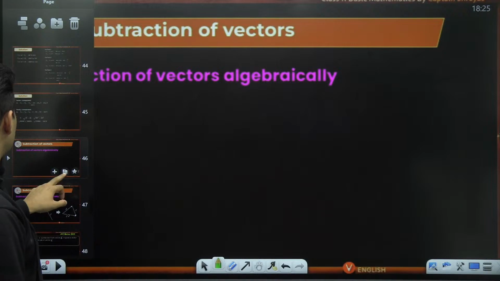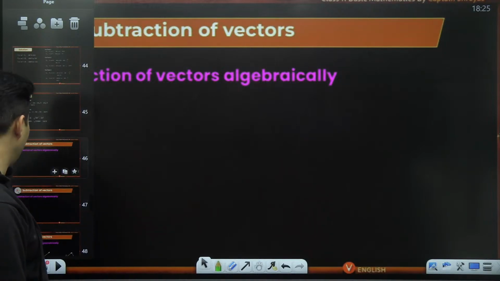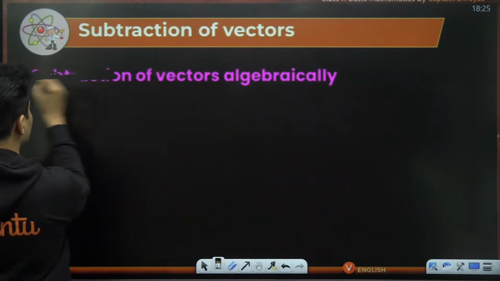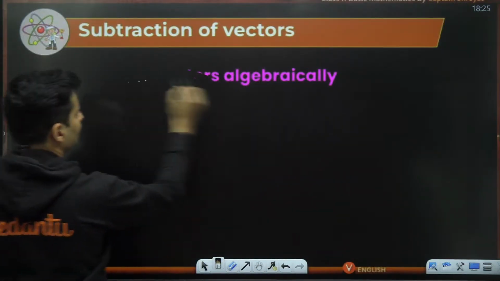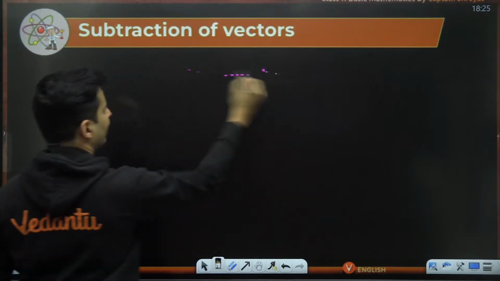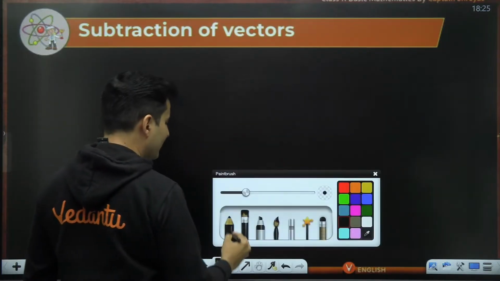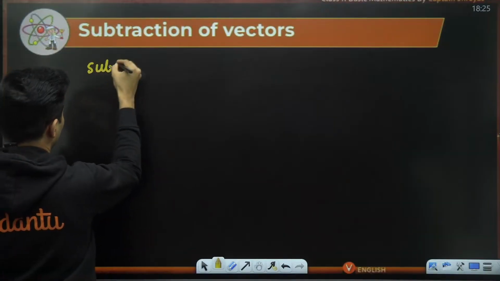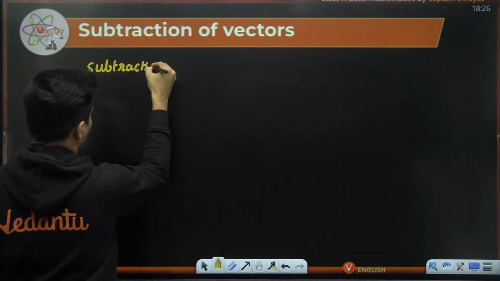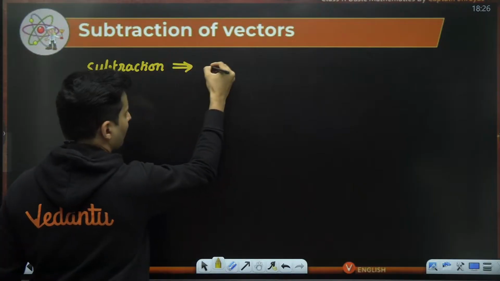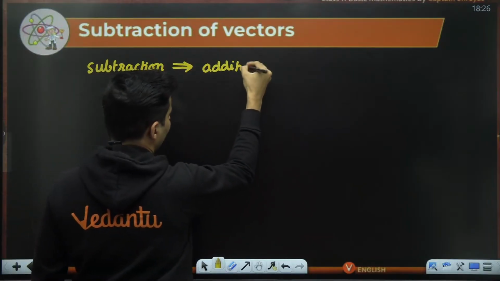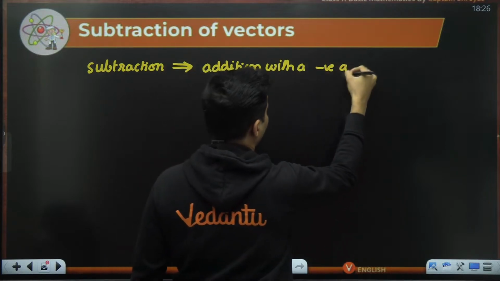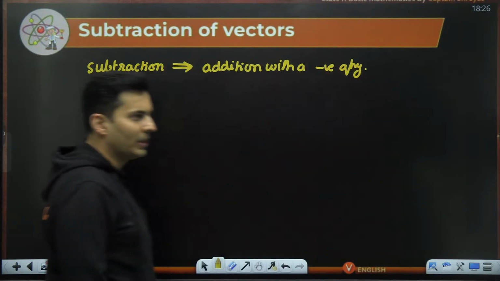Because subtraction of vectors is no different from addition of vectors. That is something you need to understand as we do this together, because a lot of people think subtraction of vectors is a new thing. No. What is subtraction of vectors? Subtraction is nothing but addition with a negative quantity.